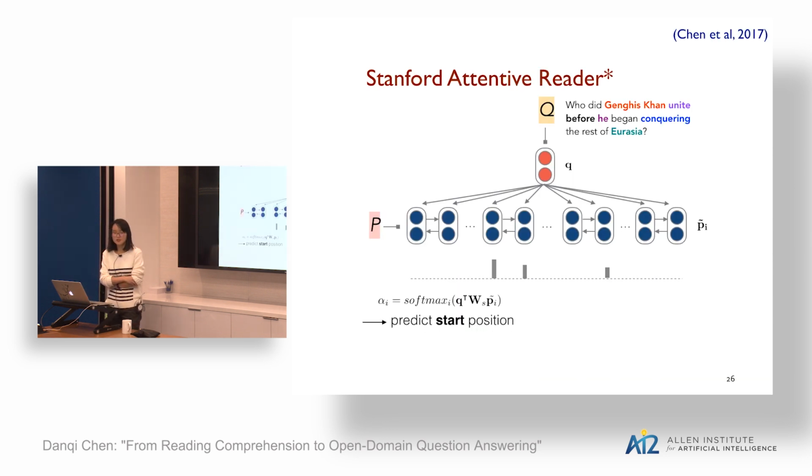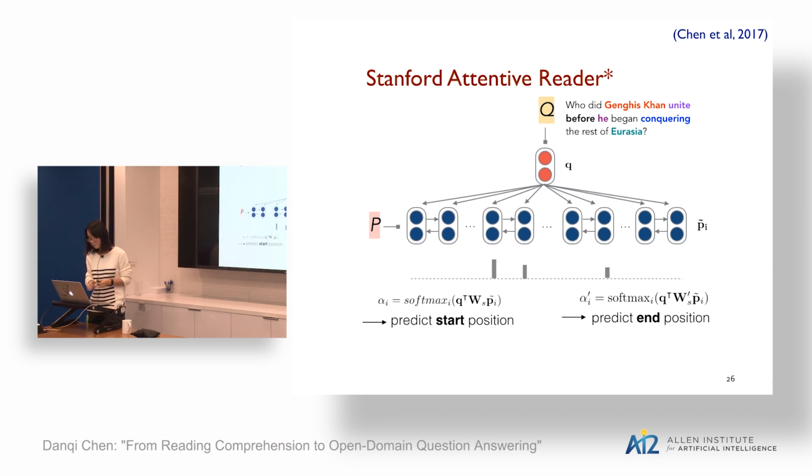So the next thing we tried is that we were wondering if such a simple model can actually perform really well on the Stanford question answering data set. So we did exactly the same thing, except that now we have a real question. We still use a bidirectional LSTM to encode the question, and then use another bidirectional LSTM to encode the paragraph. And then we compute this attention function. But we don't have to predict the answer from a set of entities. The goal is to predict a span in the paragraph. So we just use this attention function to predict the start position of the answer.